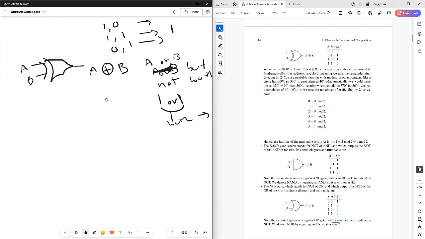NAND gate, not AND. It just negates the AND. I don't think we need to go into that in detail.